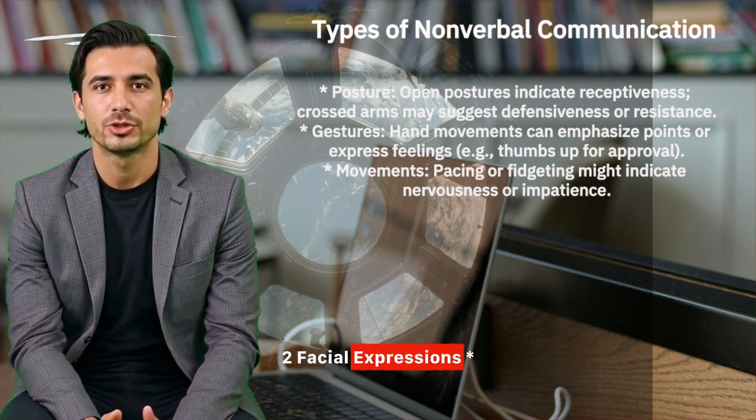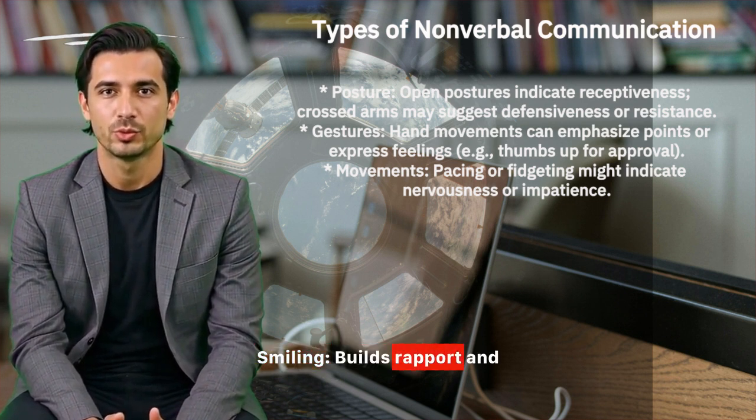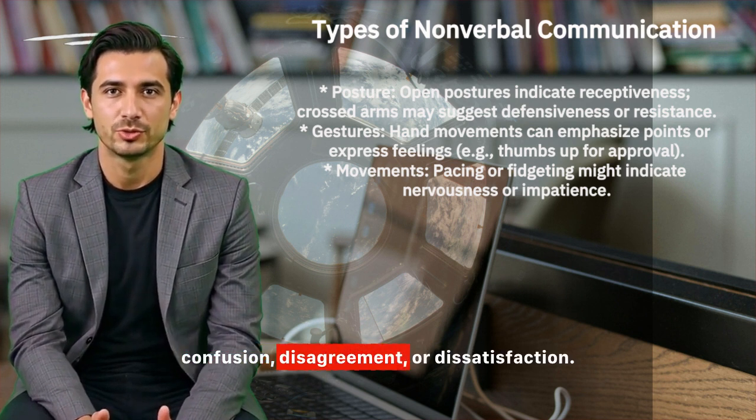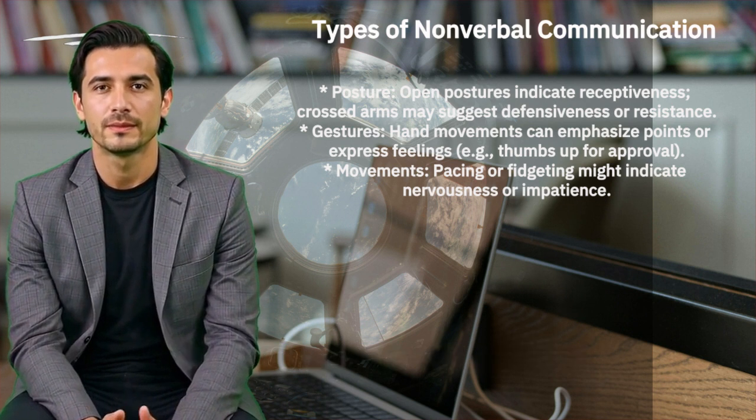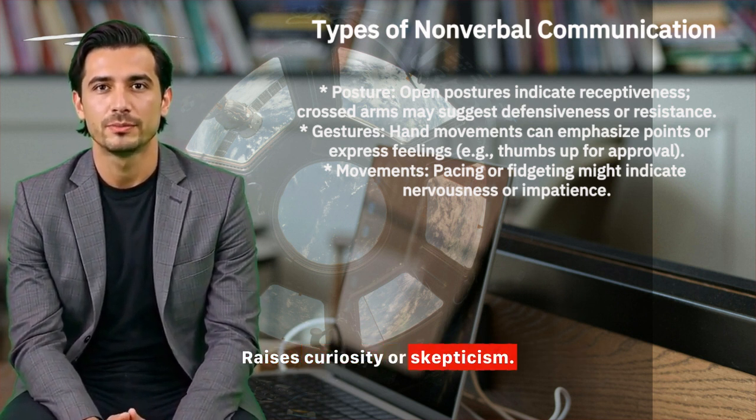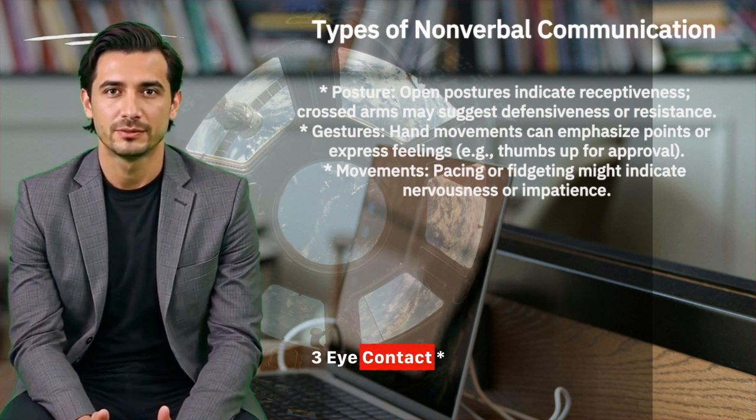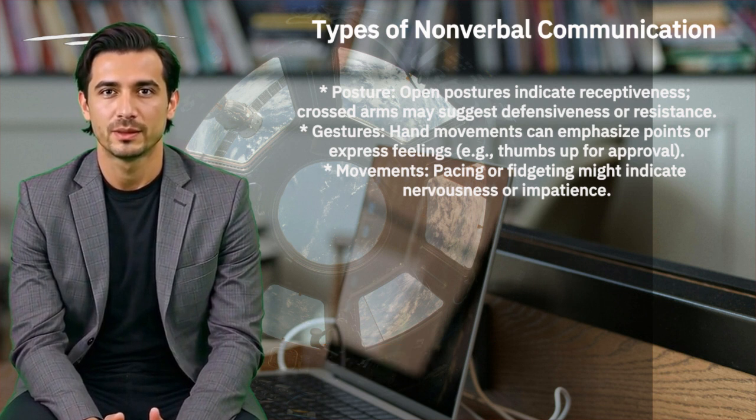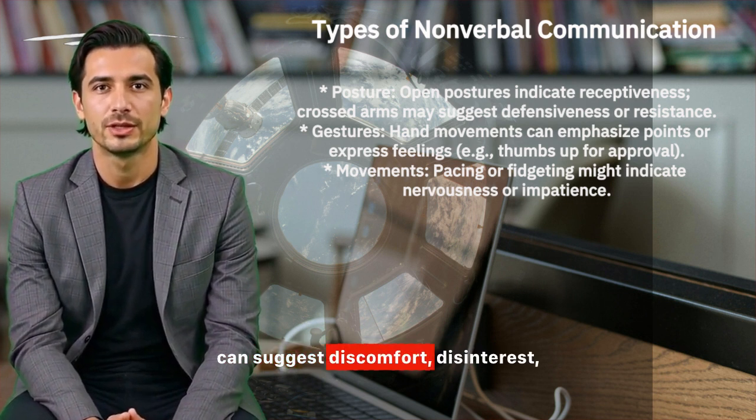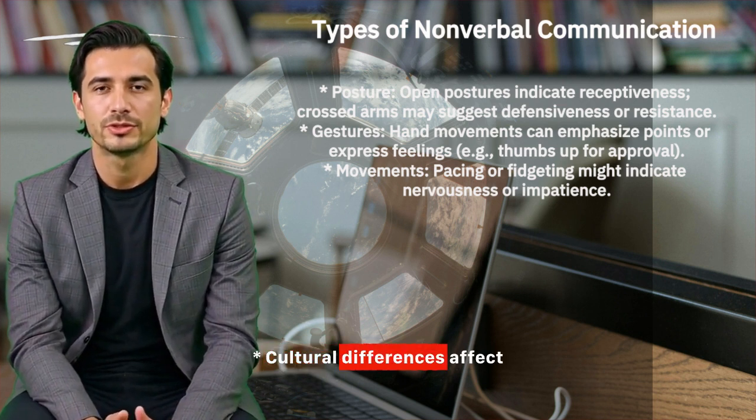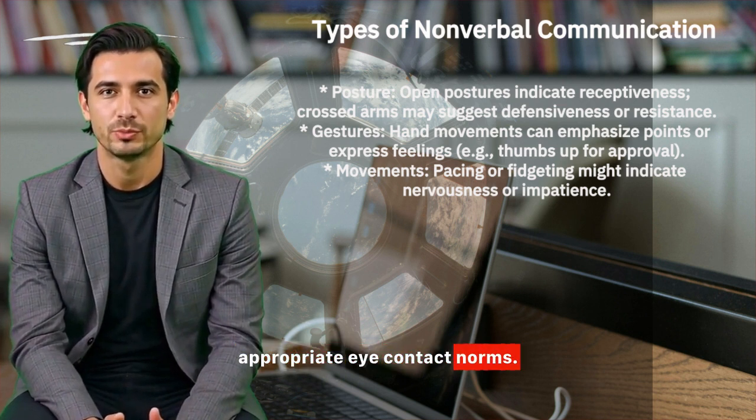2. Facial expressions. Smiling builds rapport and warmth. Frowning may signal confusion, disagreement, or dissatisfaction. Eyebrow movement raises curiosity or skepticism. 3. Eye contact maintains engagement and shows confidence. Avoiding eye contact can suggest discomfort, disinterest, or evasiveness. Cultural differences affect appropriate eye contact norms.